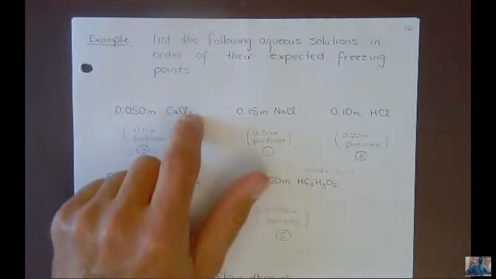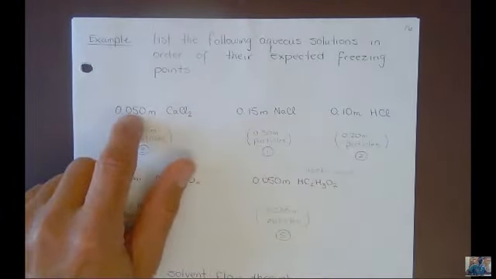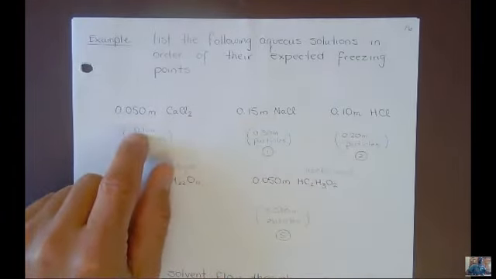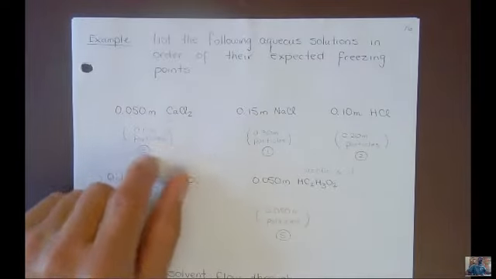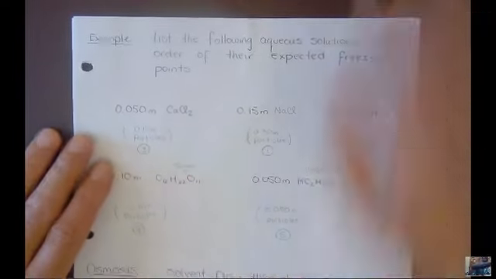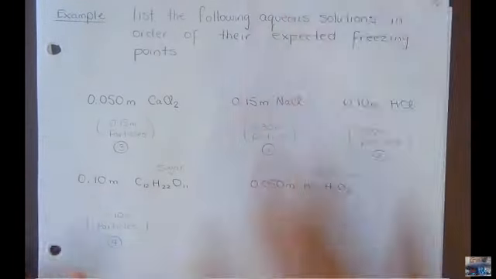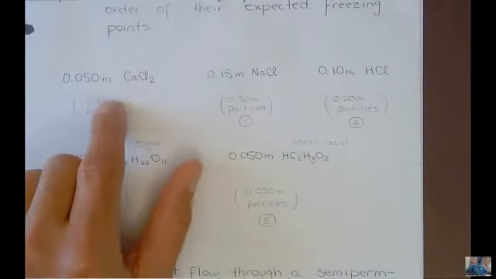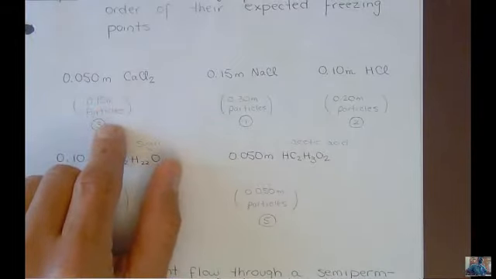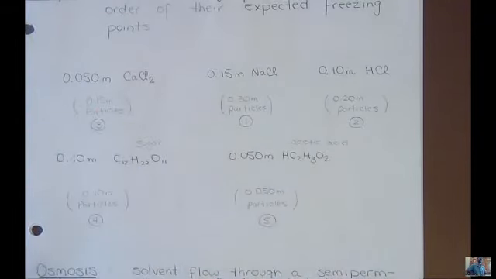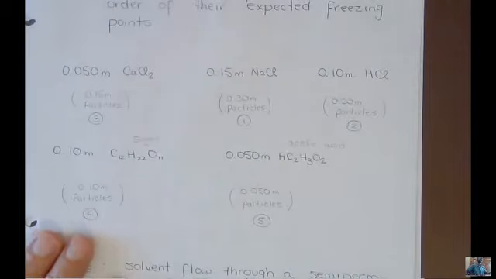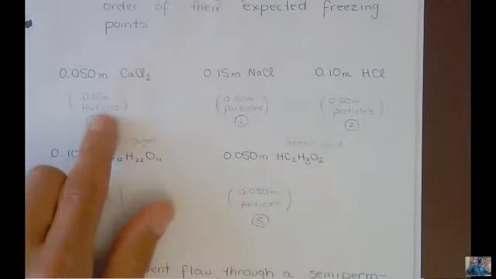Well, calcium chloride has 3 particles, so it has an i of 3. 3 times 0.05 gives me 0.15. So how many moles of particles do I get? I get 0.15. Okay, let's do the rest of them and then we'll compare. Whoever has the highest moles of particles is going to be the one with the lowest freezing point. The freezing point is going to be depressed the most. Good? So this guy's 0.15.